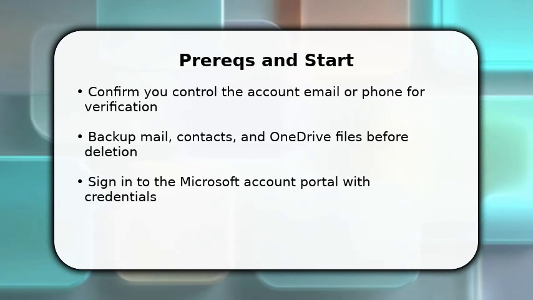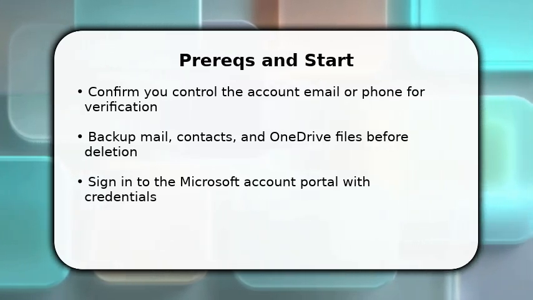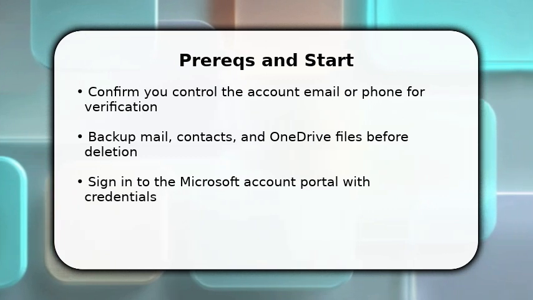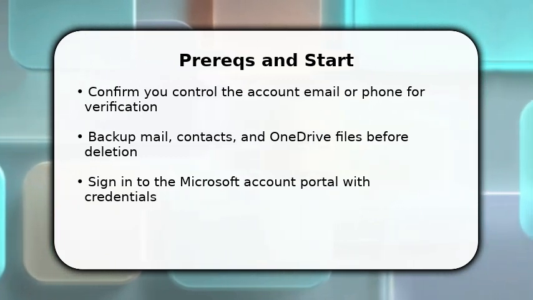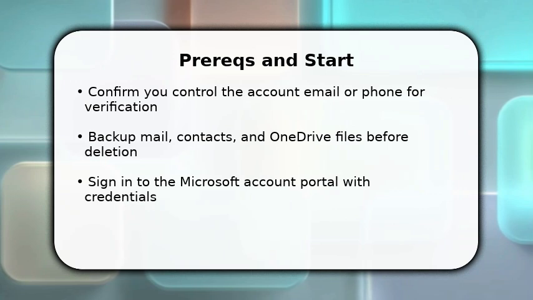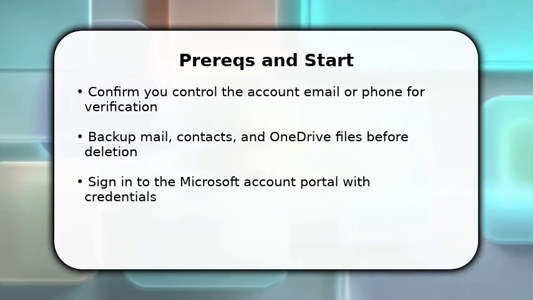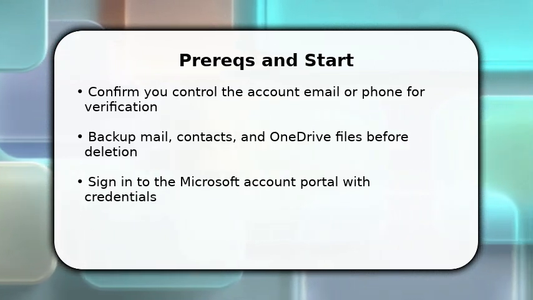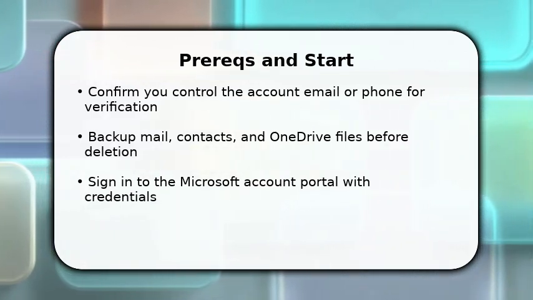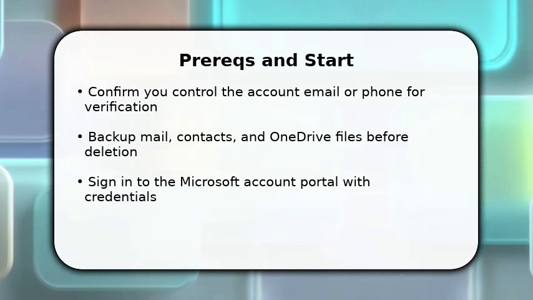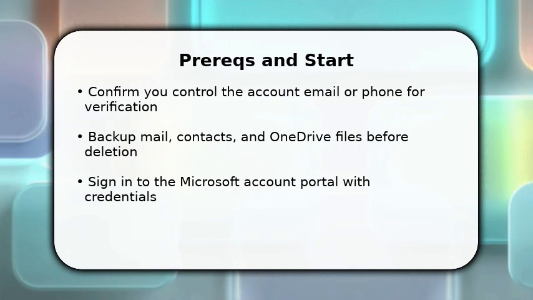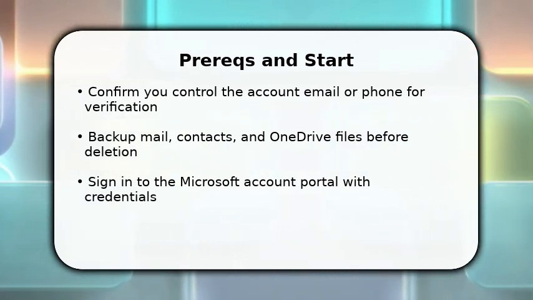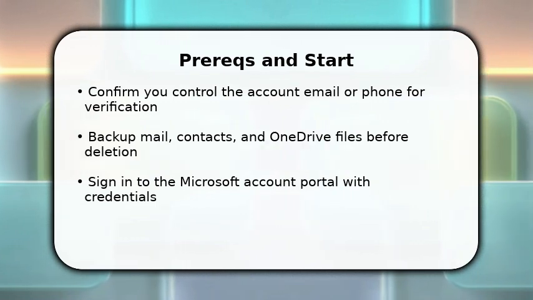You begin by verifying access. Sign into your Microsoft account because deletion requires verification. Once signed in, make sure you've exported mail and saved OneDrive files. Deletion removes data. Next, check secondary recovery options like a phone or alternate email so you can receive the security code. You'll also want to cancel subscriptions and unlink services tied to the account, because those will stop working once the account enters the deletion process.